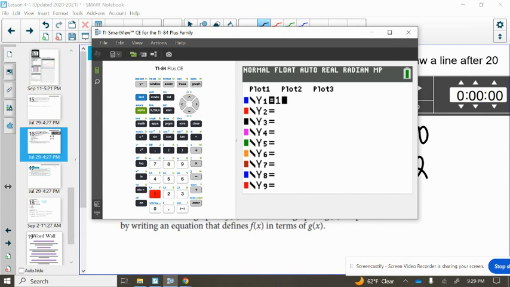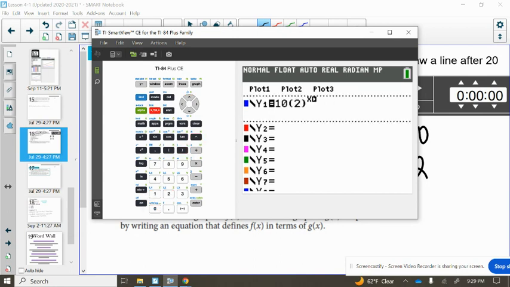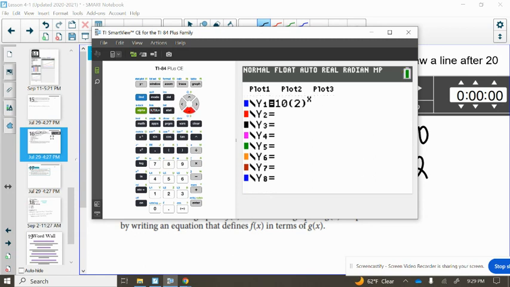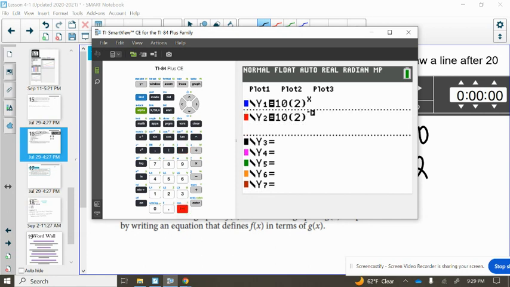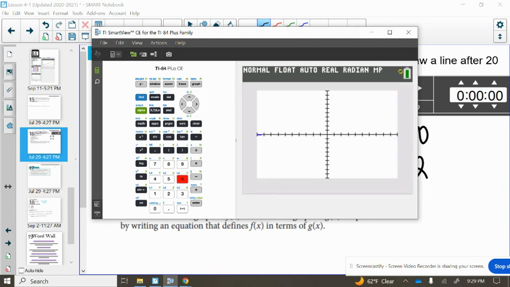Again, I'm just going to make my starting term 10, my multiplier 2 to the t, or in this case, x power. And then I'm going to do the exact same a and b values to compare. However, I'm going to bring this to the negative x power. And I'm just going to zoom 6 to reset my window. And we can see these two graphs: the blue graph, which is our a times b to the x, and our red graph, which is a times b to the negative x.